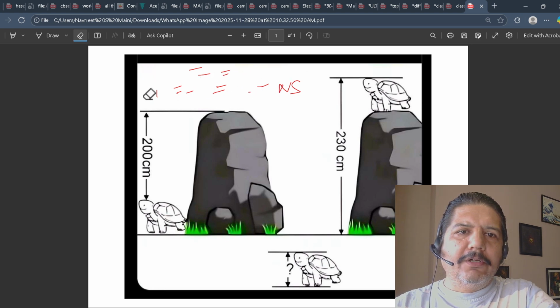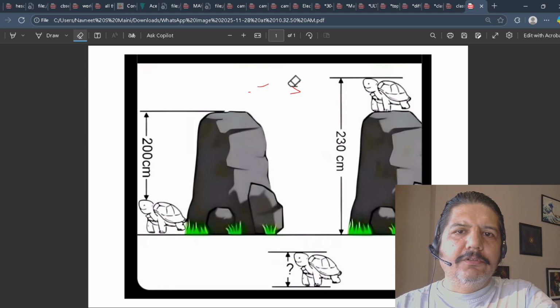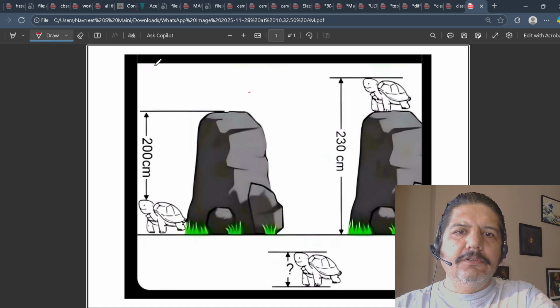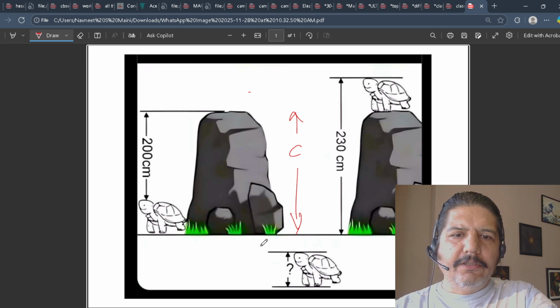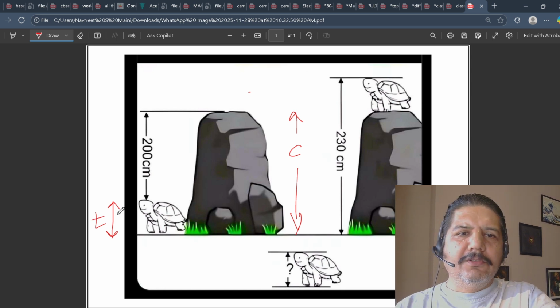Now what I will do is assume the height of the cliff to be C. This is the total height of the cliff, and let me assume the height of the tortoise is T. So we are doing this systematically. What is the information that I get from the first figure? The height of the cliff minus the height of the tortoise, C minus T, is equal to 200.